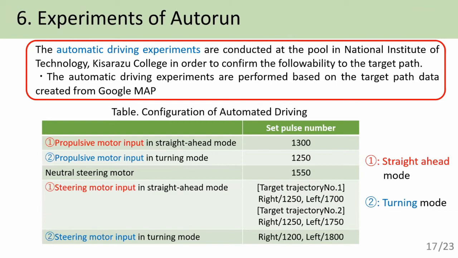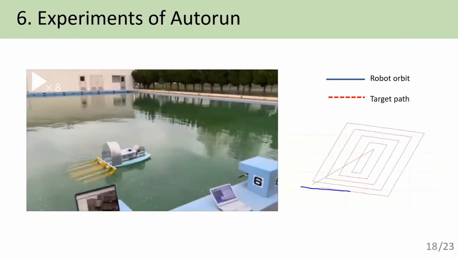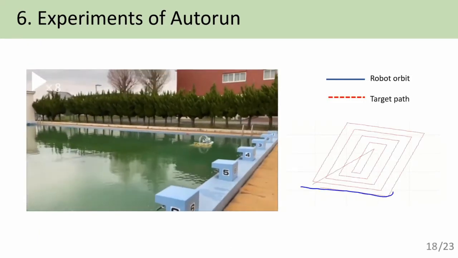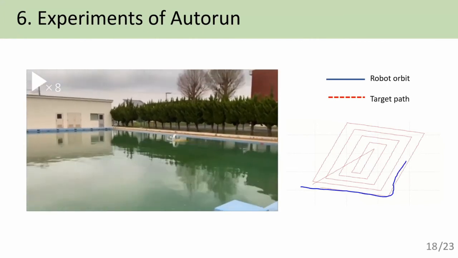The first mode, straight ahead mode, is in red color, and turning mode is in blue. Please watch this movie. This is the experiment of the number 2 target path.